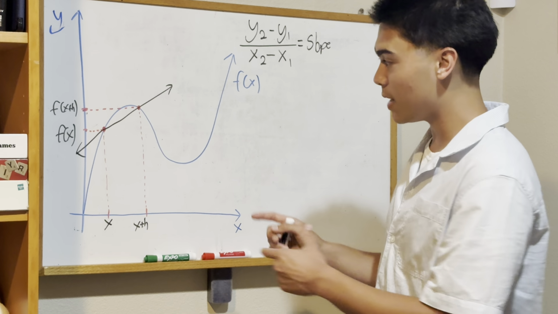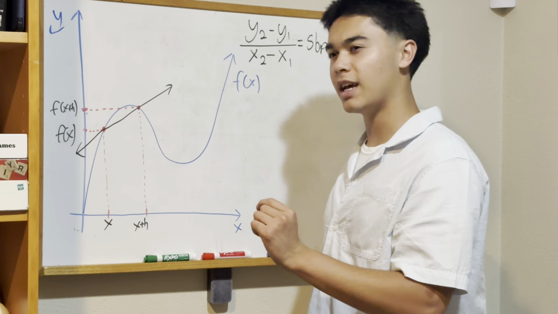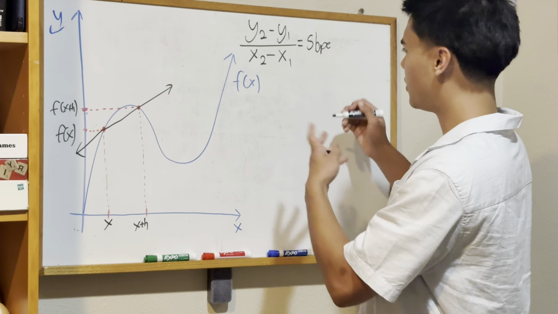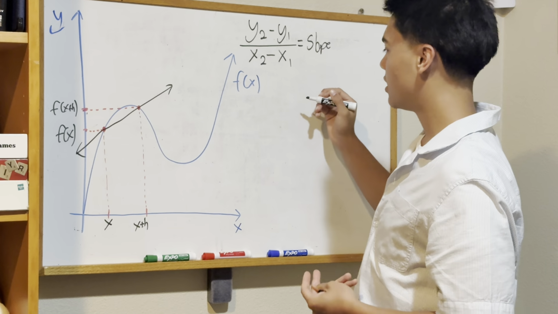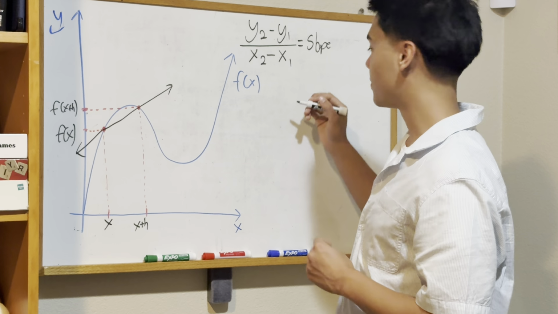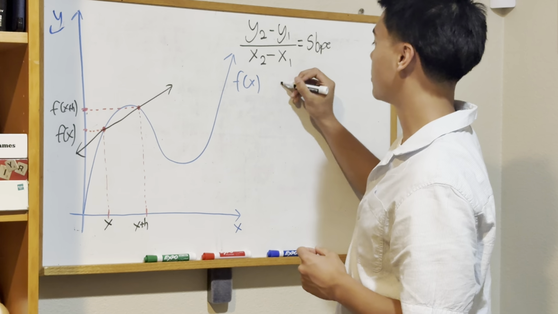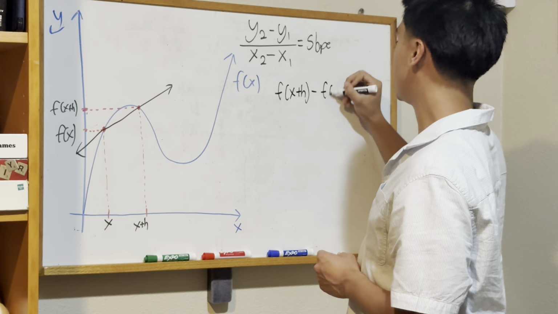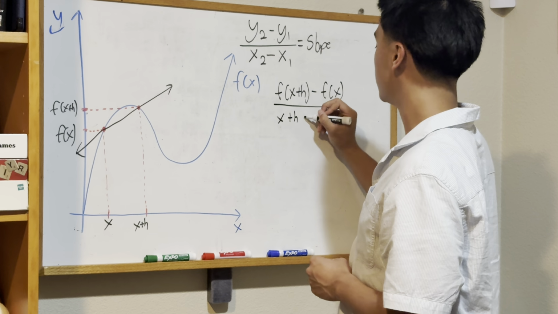And what we do is we actually make it so that these 2 points are so close together that they're almost the same point. So how do we do this? What we're going to do is we're going to plug these points into this equation and take the limit as h approaches 0, or the distance. So we're going to do f of x plus h minus f of x over x plus h minus x.